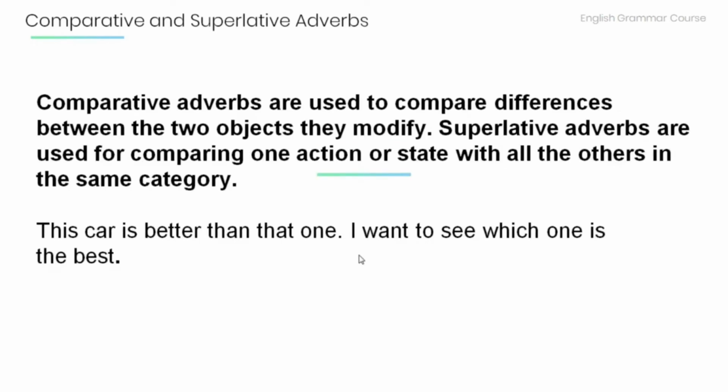Now let's review and practice a bit. Remember, the comparative adverbs are used to compare differences between the two objects they modify. Now, superlative adverbs are used for comparing one action or state with all the others in the same category. Now read the following sentences and underline the comparative or superlative adverb. This car is better than that one. I want to see which one is the best. Better than, the best.